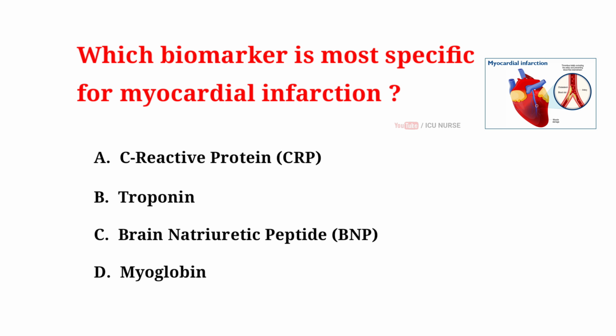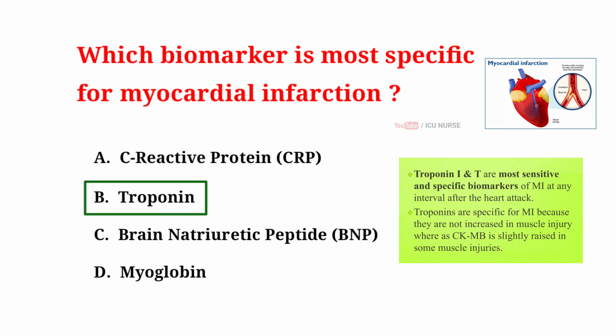Which biomarker is most specific for myocardial infarction? A. C-reactive protein, CRP. B. Troponin. C. Brain natriuretic peptide, BNP. D. Myoglobin. And the correct answer is B. Troponin.